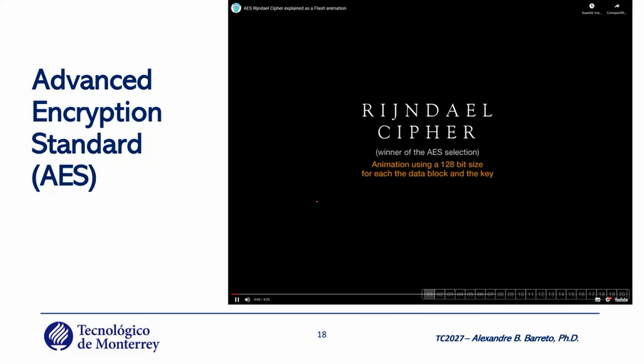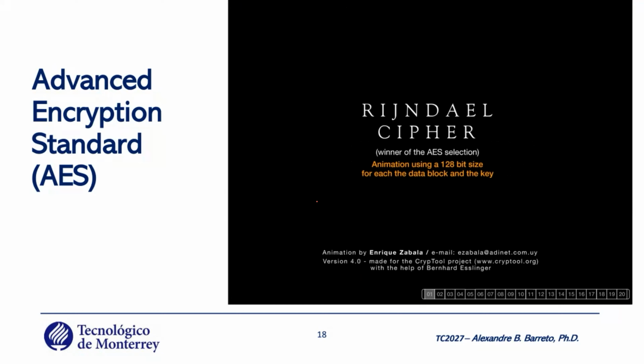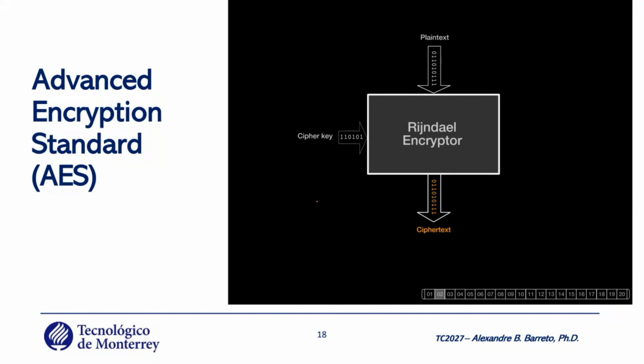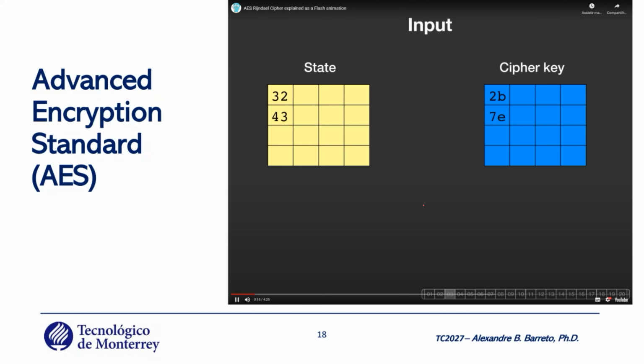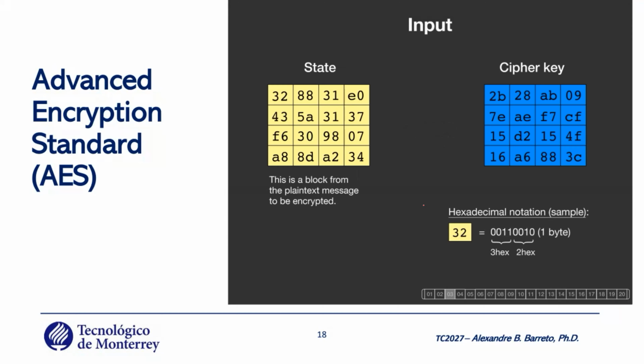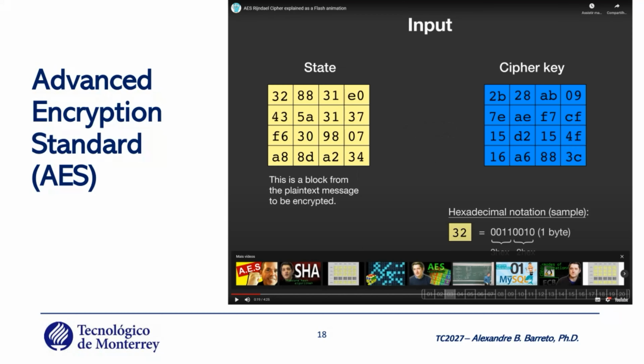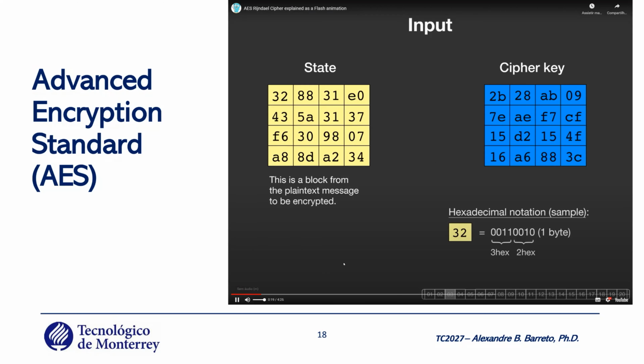Again, it's the Rijndael, the winner of the AES selection. And it's very important. You have the plain text, the cipher key, and you make the operation to create the cipher block. This picture here is the input. You have the plain text block message, and you have the cipher key. You make in the beginning an operation with these two data to cipher the message, to prepare the data to the cipher.